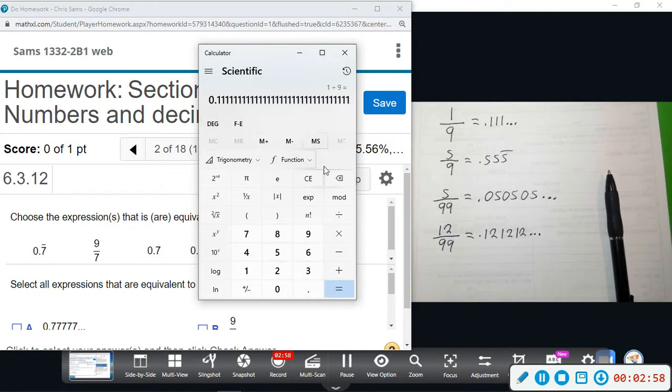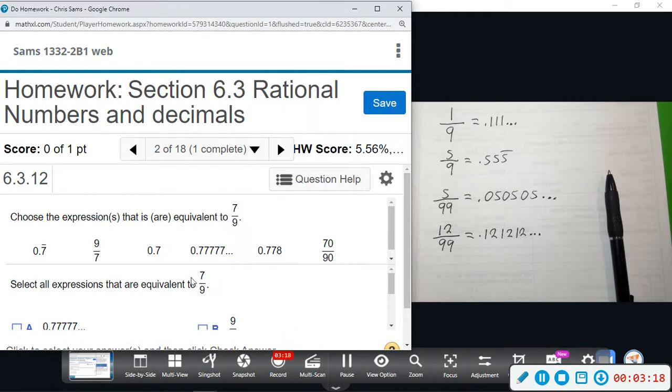See, 0.1 repeating. Okay, I'm going to clear that out. 5 divided by 9, just 5 repeating. They round the last one up, but it's just repeating 5. So I'm going to clear this out again. What if I did 5 divided by 99? Okay, you get 0.05 repeating. So it's the same thing. So anytime you have a 9 on the bottom, it's going to be repeating.